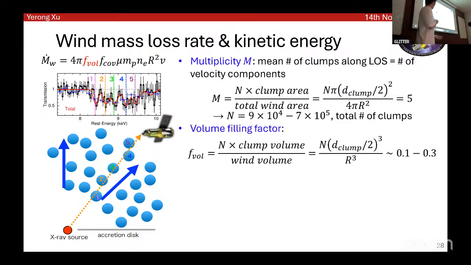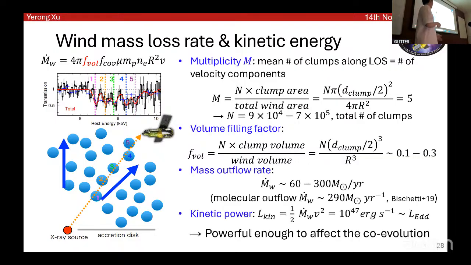And then the volume filling factor is defined by the total volume of the clumps over the volume occupied by the outflows. Then we could derive it between 0.1 to 0.3. Then the mass loss rate is estimated between 60 and 300 solar mass per year, which is comparable with what we observed in the molecular gas.